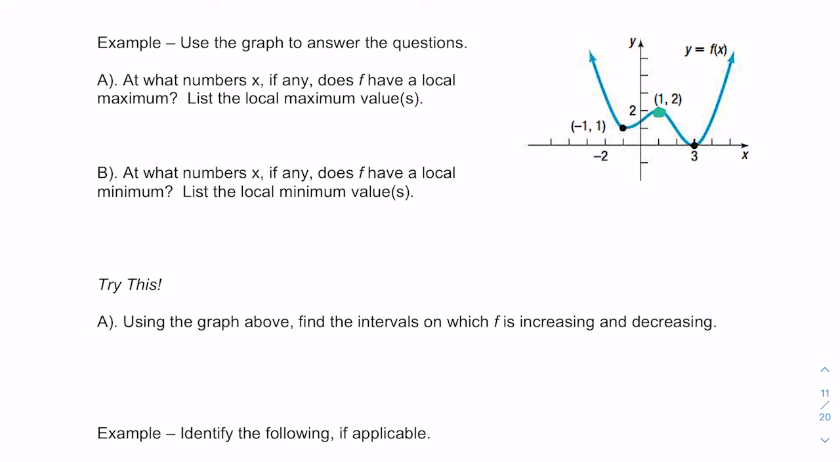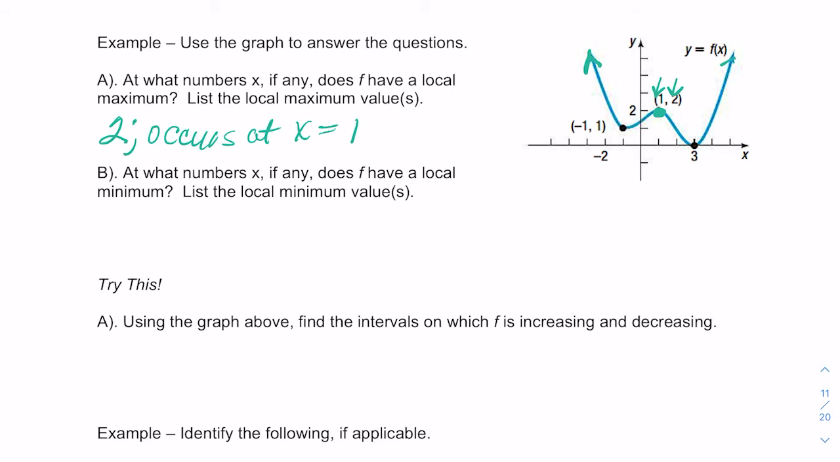So when I ask for maxes and mins, they're the y values. So it's actually 2, and it occurs at x equals 1, right? So when x is 1, y is 2. That's the local max. There actually is no absolute max because the graph goes on forever.